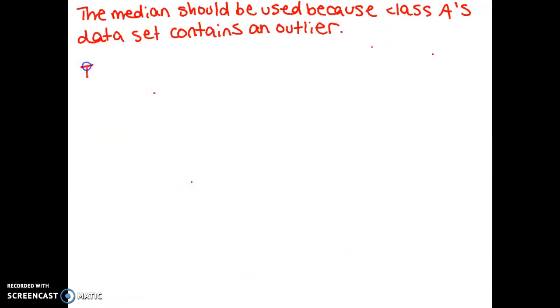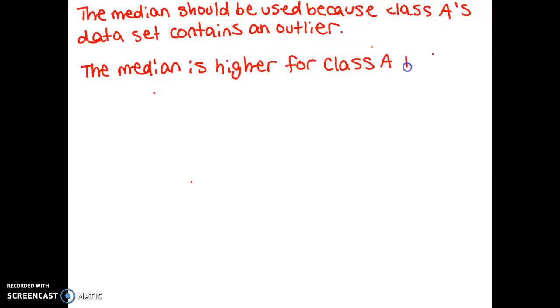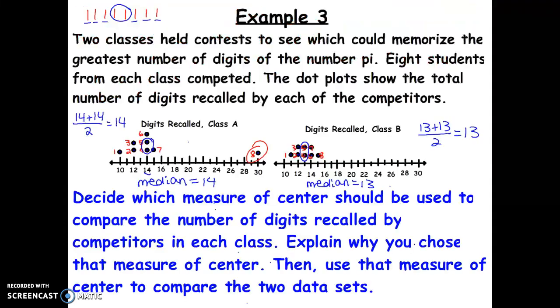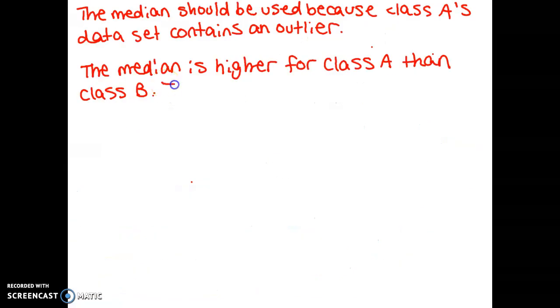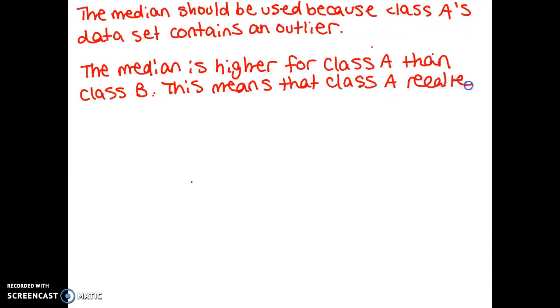Okay, so the median is higher for class A than class B. Remember, class A was 14 and class B was 13. So this means that class A recalled more digits than class B.